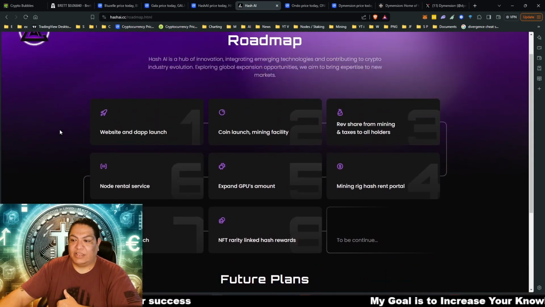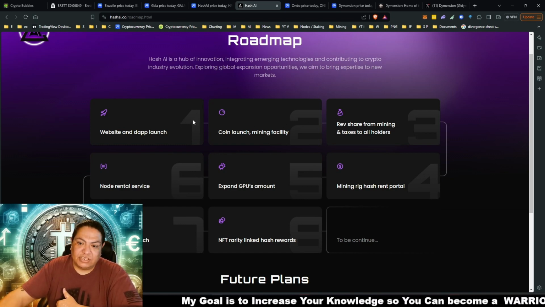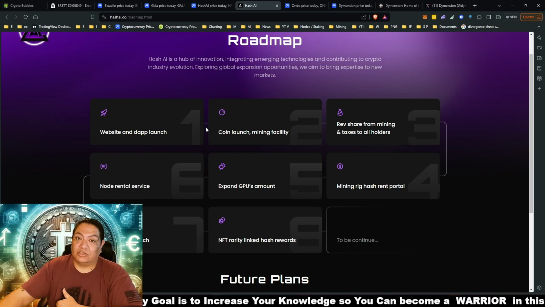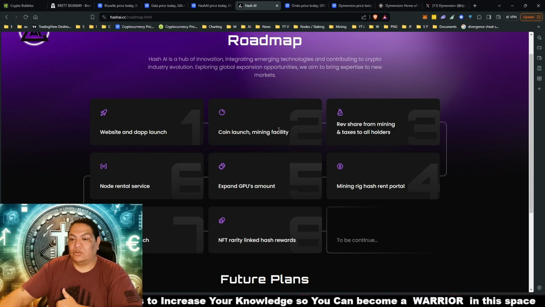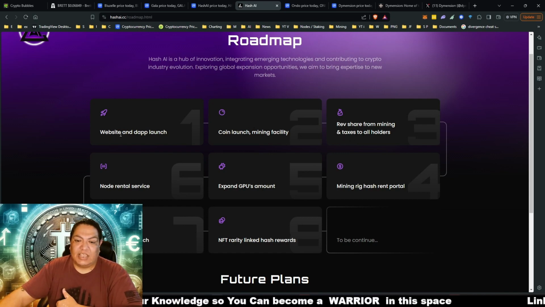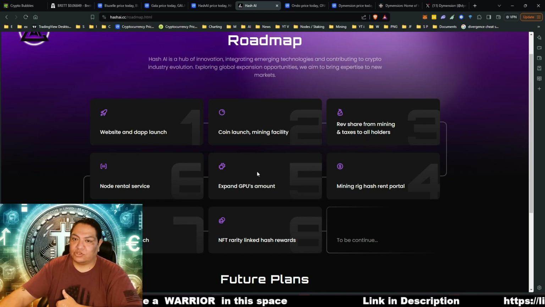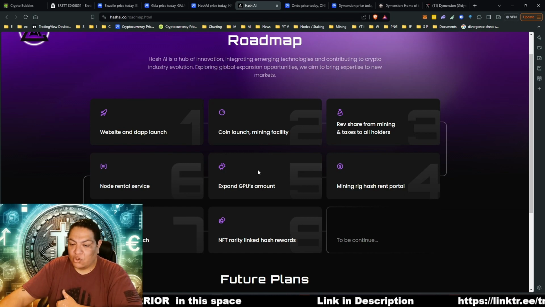One thing I don't like, I hate roadmaps like this, where they say phase 1, phase 2, phase 3, or don't even say anything. It just has a 1, a 2, a 3. Give me dates. March of next year, July of this year, first quarter of 2024, give me something. Website and dApp launch, coin launch, mining facility, rev share from mining and taxes. See, you're doing so great. HashAI, you are doing so great.